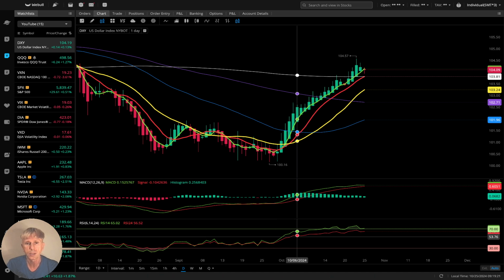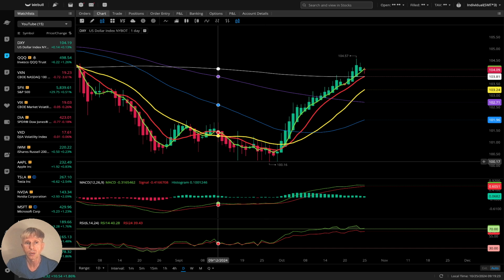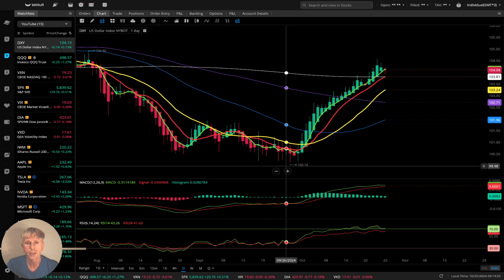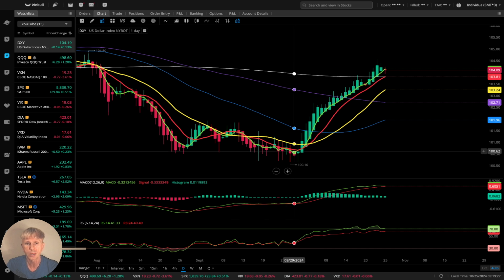That's all. Very simple. It's not easy because emotions are involved. If you follow the indicators, you will be successful because indicators do not have emotions.